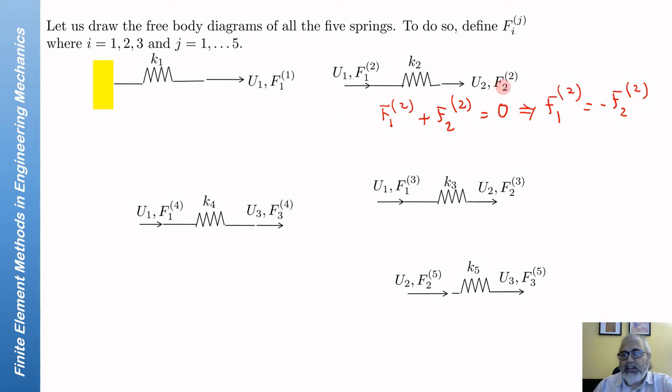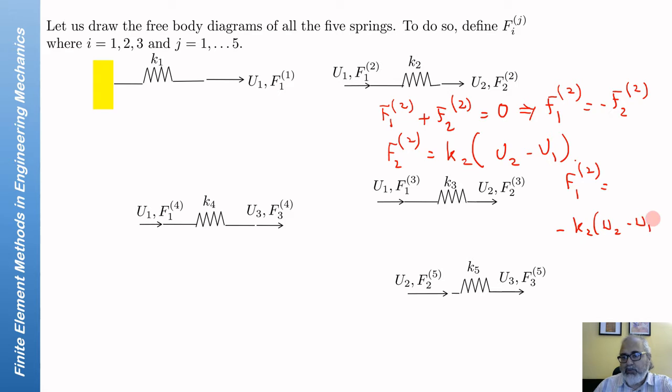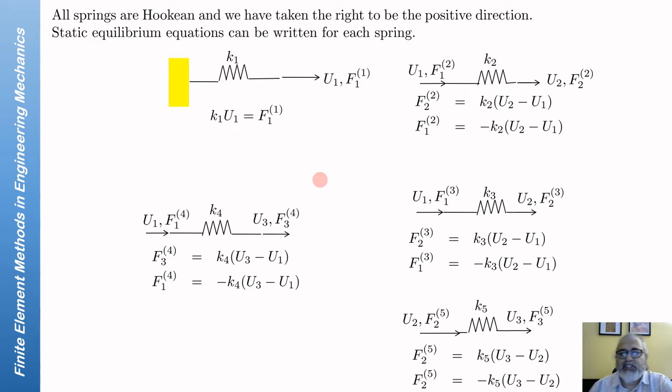But we know that F22 is equal to K2 times U2 minus U1. So F12 should be minus K2 times U2 minus U1. So here we are using the equilibrium equation, and here we are using the constitutive equation of the spring. We can do this for all the springs.